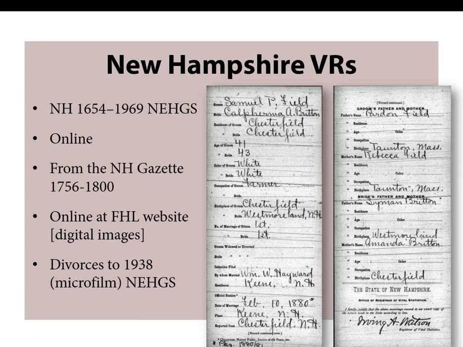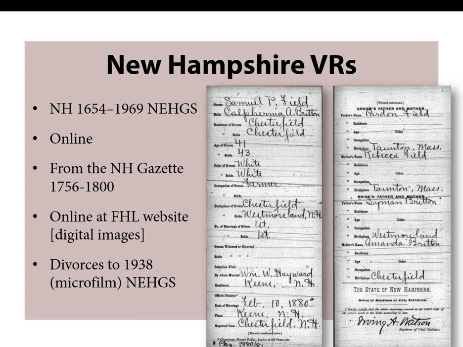So the New Hampshire Vital Records at NEHGS cover 1654 to 1969, and they're also online, which really makes it nice. There are some other great sources that you want to check into, and that would include newspapers that have transcribed various vital records over the course of their publication. And we have a collection at NEHGS for the New Hampshire Gazette from 1756 to 1800. And the online Family History Library website is going to have many of these early 17th and 18th century microfilms available digitally now, so you can search them at home.